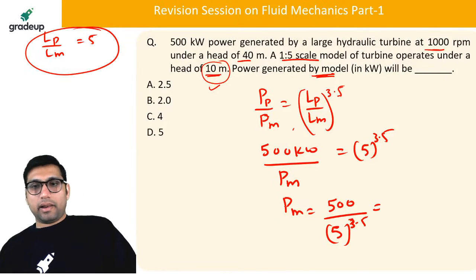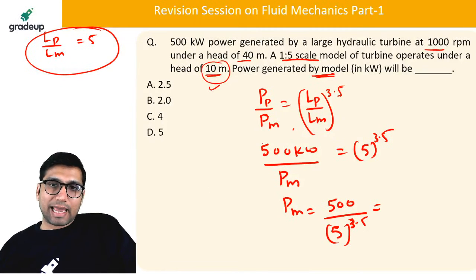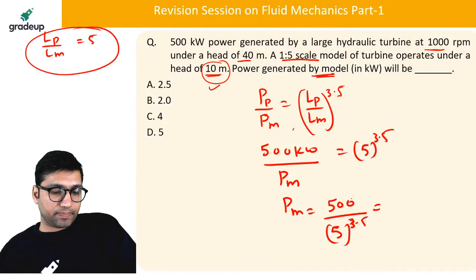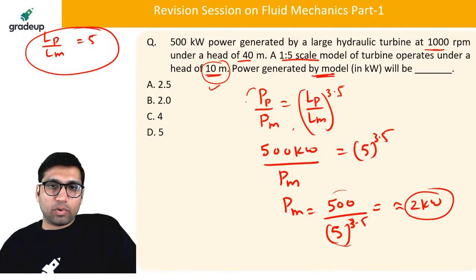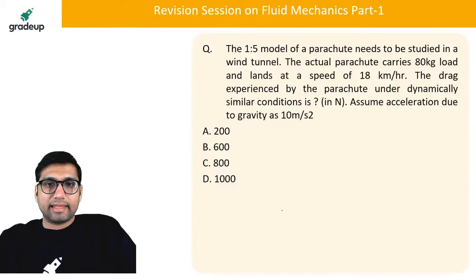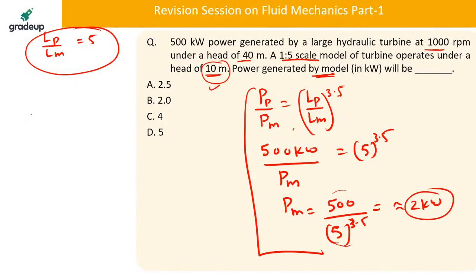Actually, this question can be solved by two relations. If you solve it this way, you'll be getting approximately 2 kilowatt, right? But you can use another method here, because whenever a turbine is given, you'll be using a different relation in this case. So what is the relation you'll be using here?